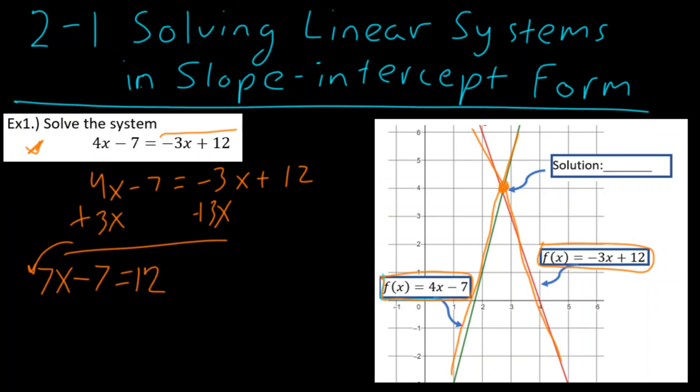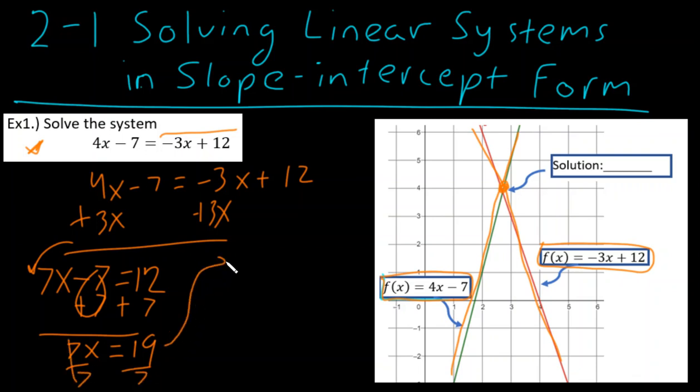Okay, well from here we just want to get x by itself, so we'll add 7 to both sides, and now we have 7x equals 12 plus 7, which is 19. Now in order to finish this up, all we'll do is divide both sides by 7, and we're actually going to get kind of a weird number. We're going to get that x equals 19 over 7.